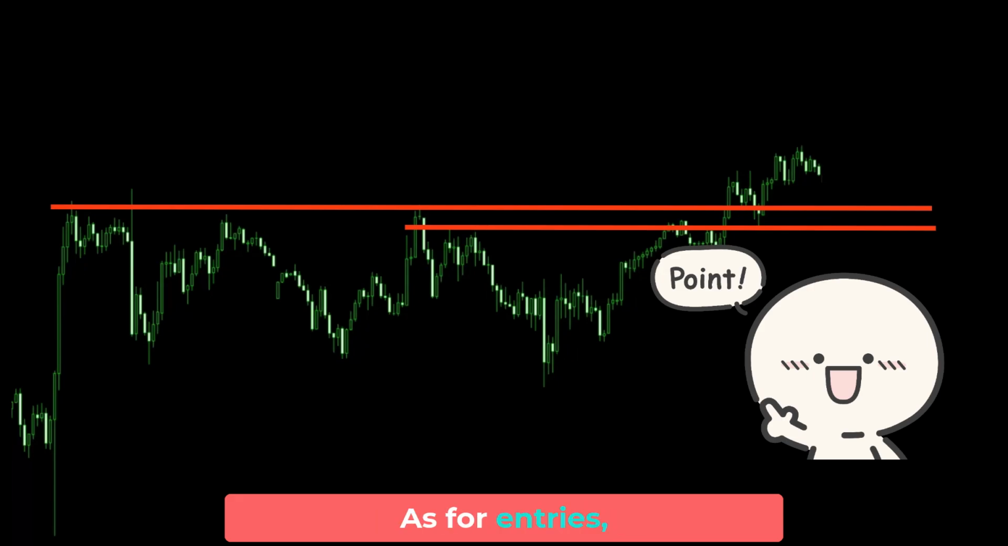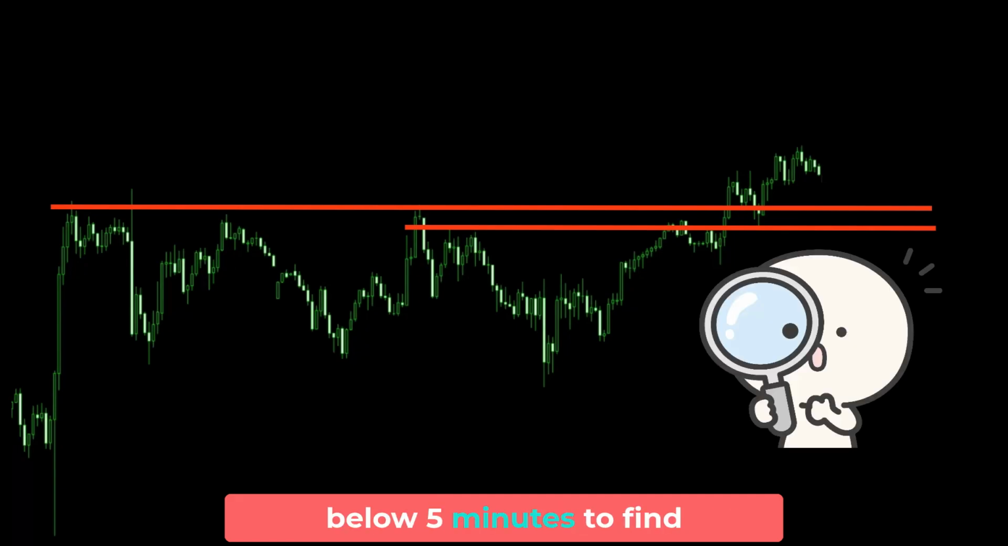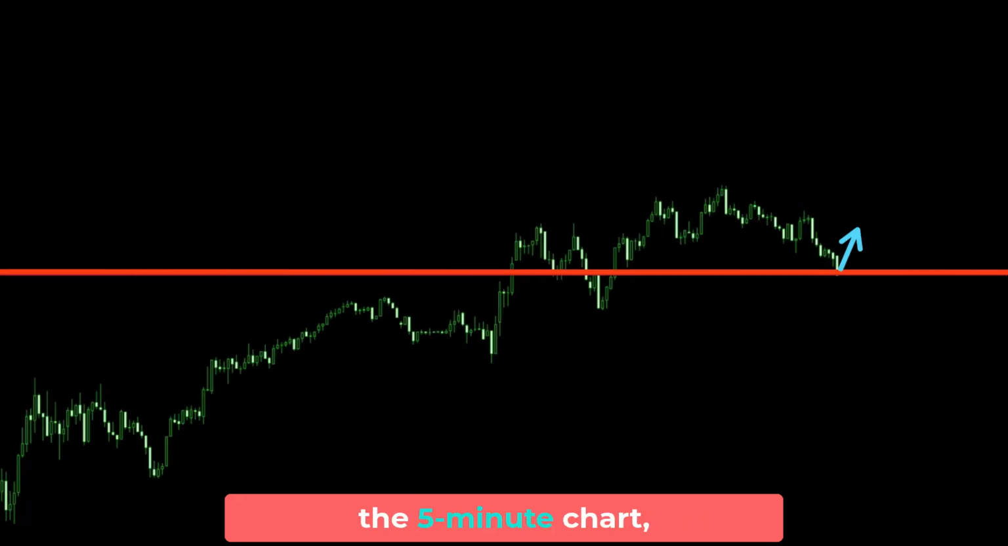As for entries, do it in a way that's comfortable for you. It's okay to enter as you see fit. In my case, if I were to enter in this situation, I would lower the time frame to below 5 minutes to find entry points. For example, when the rate reaches the first horizontal line, if it looks like this on the 5-minute chart, and if it seems to bounce, I determine that the 1-hour horizontal line is effective and aim for a buy entry.